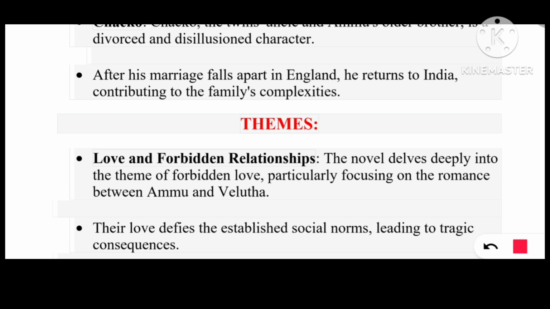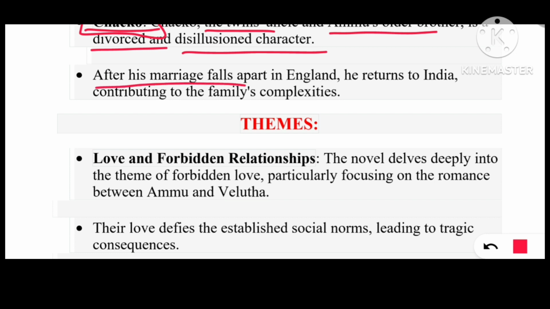The last one from the list is Chaco, and Chaco is the twins' uncle and Amu's older brother. He is a divorced and disillusioned character. Now Chaco is very hesitant in knowing why his wife went away, and however he tried, she didn't come back, so he is in frustration now. After his marriage falls apart in England, he returns to India, contributing to the family's complexities.